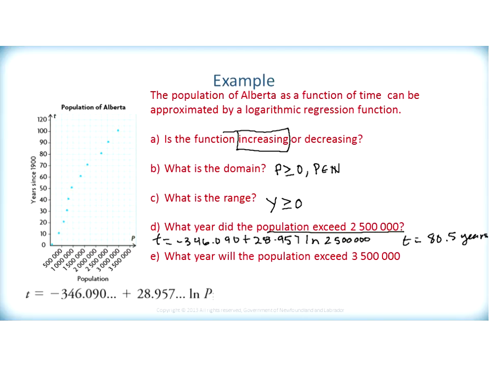What year will the population exceed 3.5 million? So once again, we could look at the graph and extrapolate based on the trend. It could be somewhere between 110 and 120 years after 1990. That's when that would be. So we can use the graph, or we could put it in for p as well.